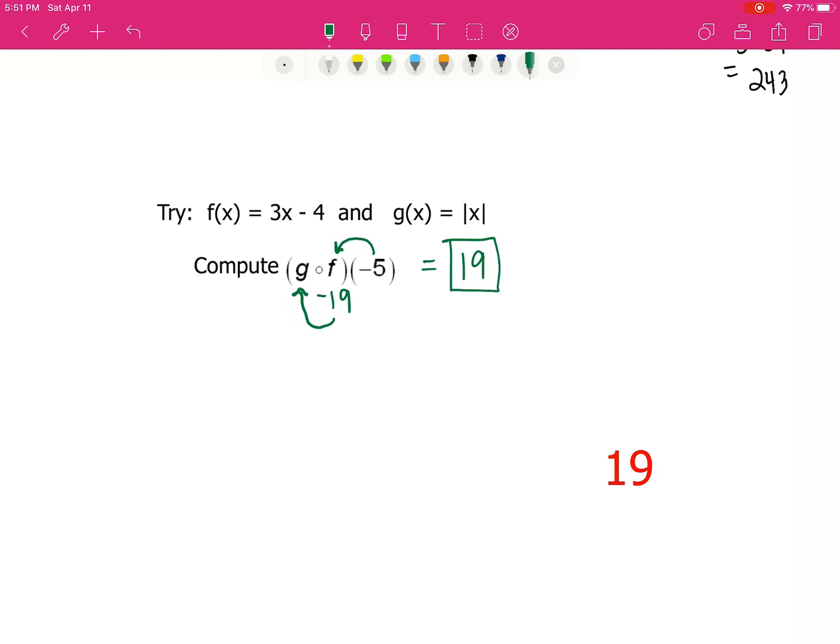And that concludes our lesson on composite functions.